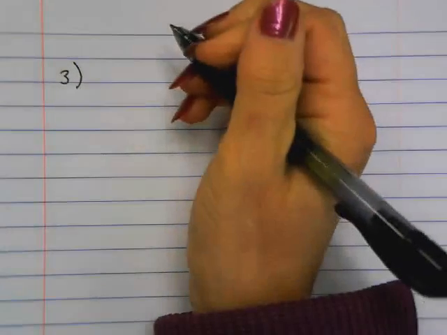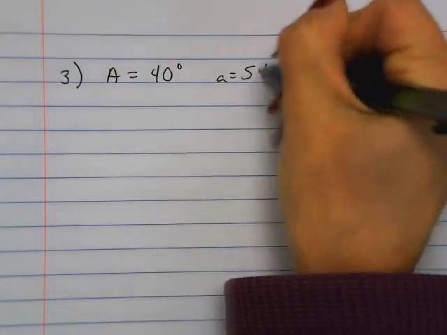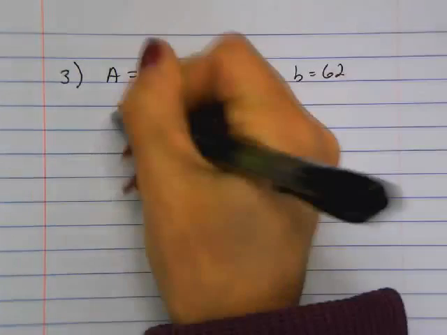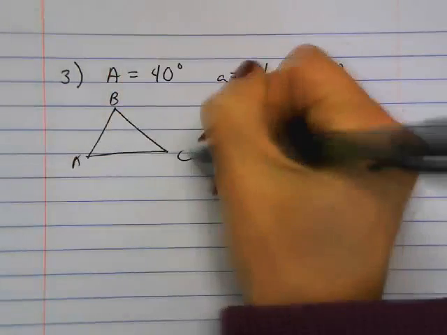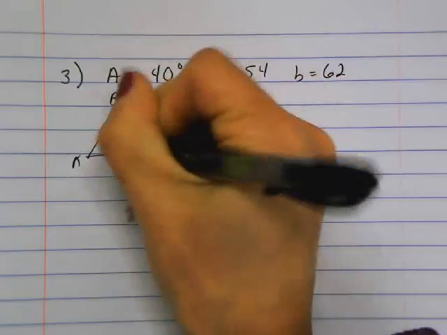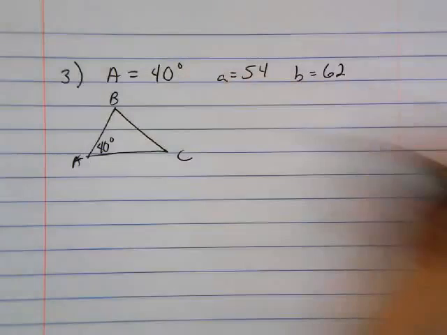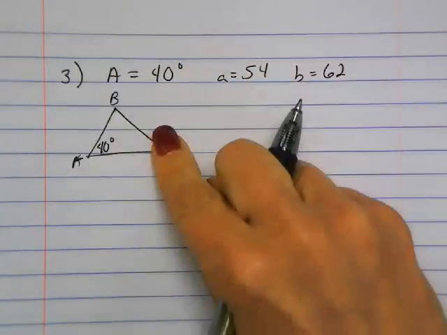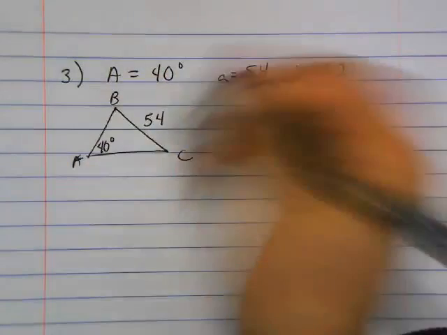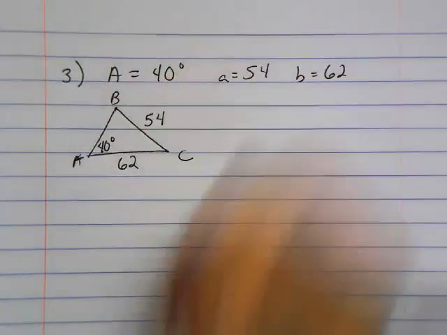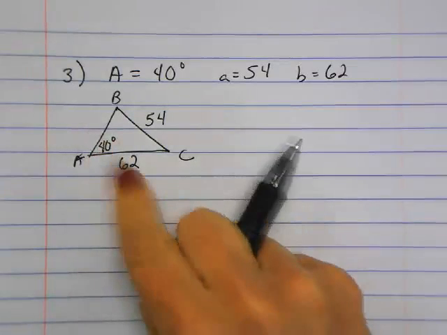Alright, so the last one. Let's say that we know that angle A is 40 degrees, little a is 54, and little b is 62. Alright, so sketch your little triangle, A, B, C. So angle A is 40. Little a, right across from angle A, is 54, and little b is 62. So again, do you see that he's an angle-side-side? So I've got to be careful.